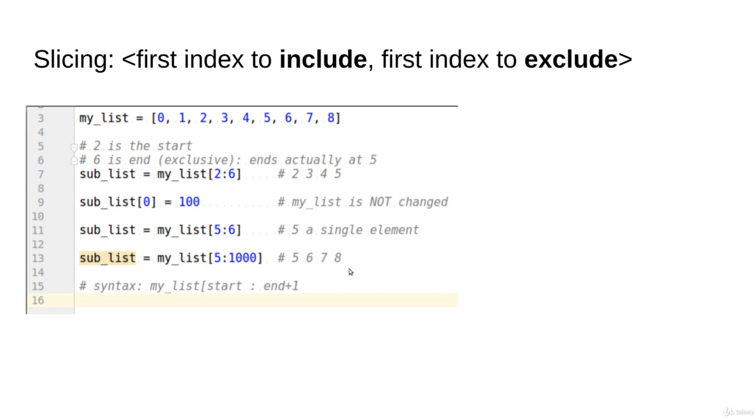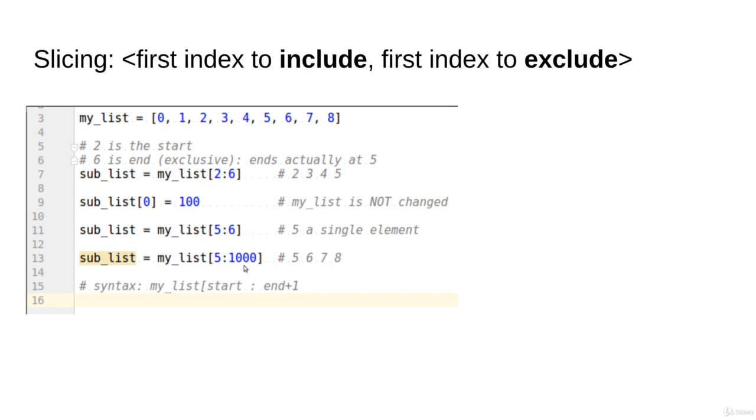Let's see some examples. I'm creating here a list where the values are from 0 to 8. This is like making the value and index the same, just to make it make sense for you. If you slice from 2 to 6, it will bring for you values from 2 to 5. Now you can come here and change the sublist's index 0 value to 100, but observe that the original list will not be changed because they are different in memory. Again, you can slice from 5 to 6, which is just a single element, the value 5, so it's a list of a single element.